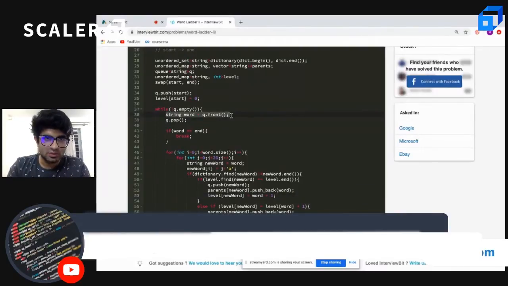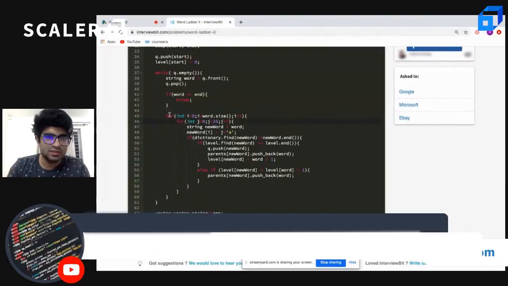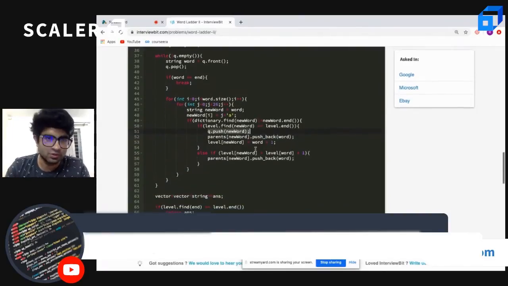Now we are popping out the word and checking if we have reached the end state. If so, we need to break out of this. Otherwise, we iterate and modify each and every character of that particular word with all the modifications possible. I'm just doing it in a brute force way. Let's say this is my new word, which I just modified, and now I'm checking whether that new word exists in the dictionary or not. If I found it in the dictionary, only then do I need to bother about any case. Otherwise, I don't need to bother about anything. If I found it, I need to check whether the level information has that word or not. If I don't have that word, that means it is not visited yet. I need to mark it visited, keep track of the parents' information as well, and push that into my queue. Otherwise, if that word is just one level away from this, I need to consider that particular route as well. So I can do something like this.